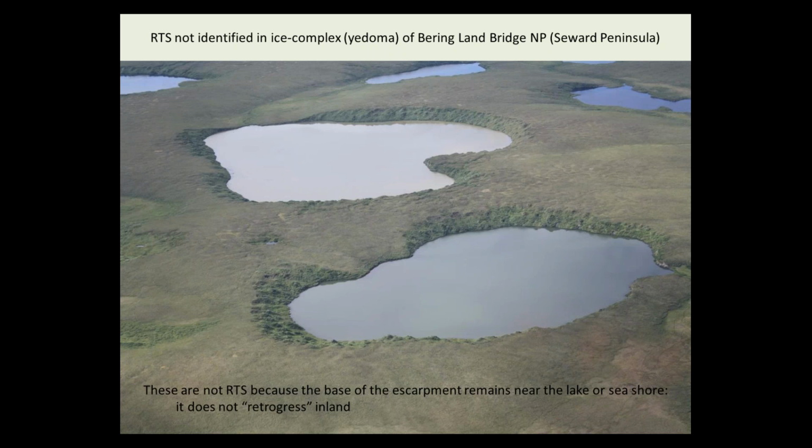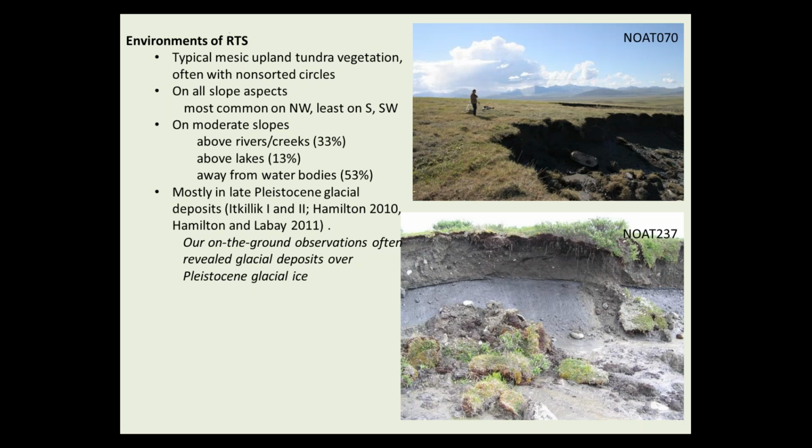That was a bit of a surprise because those we thought were our most ice-rich sediments, but they weren't. I guess not enough to make good retrogressive thaw slumps. And also, I think that the topography is flat, which also inhibits their growth there. So here are some of the environmental characteristics of all the thaw slumps we had mapped.